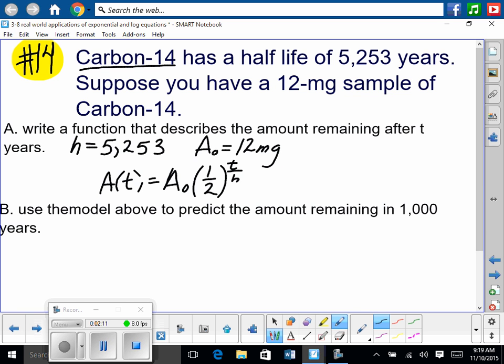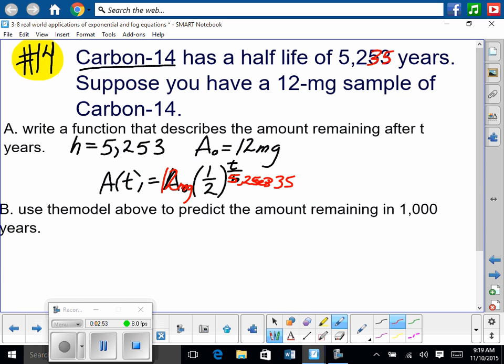So this first one says, write a function that describes the amount remaining after t years. So we're leaving t as t. Plug it in. So we're going to have right here 12 milligrams. Does everybody see what I'm doing? 12 milligrams. And then our half-life is equal to 5,253 years. Now look, isn't the only variable now t? It says 5,235. Okay, so 3, 5. I did 3, 5 on my paper too, I just did it wrong up here. Okay, so it should be 3, 5, sorry. Does everybody see how I plugged that into my formula?